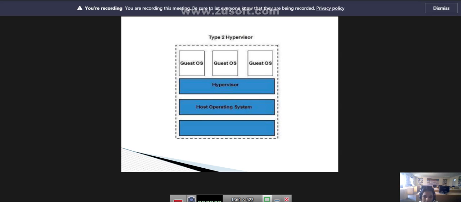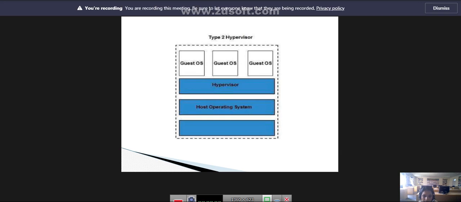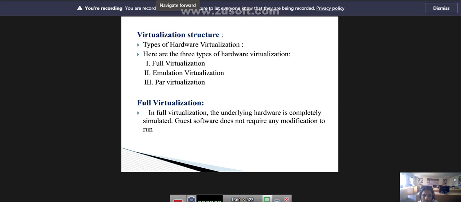This is the second one, the type 2 hypervisor. In this we have the guest operating system, hypervisor, and host operating system. So in this we have full virtualization and host-based virtualization. What is meant by full virtualization? With full virtualization, non-critical instructions run on the hardware directly, while critical instructions are discovered and replaced with traps into the VMM to be emulated by software.